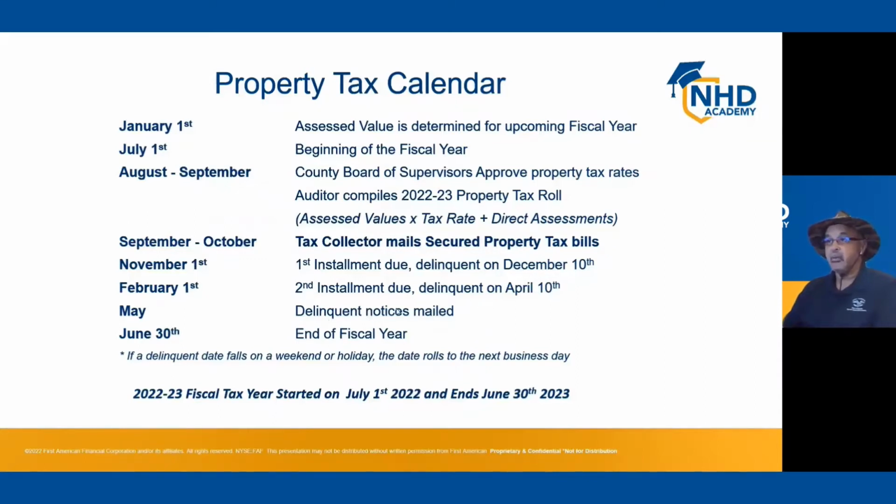In May, delinquency notices are mailed on properties that have outstanding taxes, and June 30th is the end of the fiscal year. If any of the delinquency dates fall on a weekend or a holiday, the date rolls to the next business day. We're currently in fiscal year 2022-23, which started on July 1st and will end on June 30th of 2023.